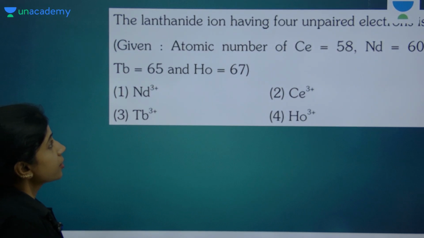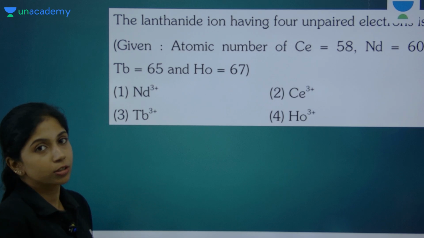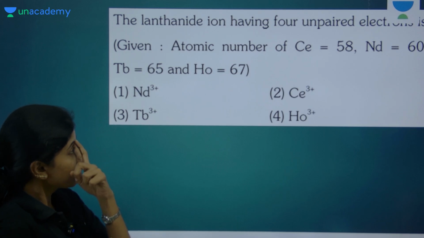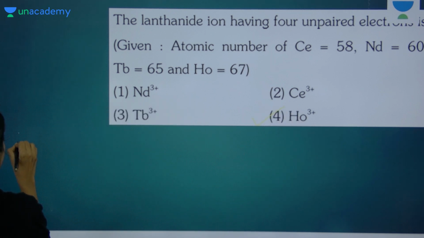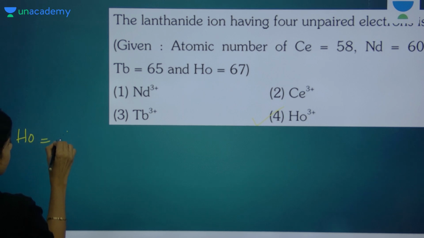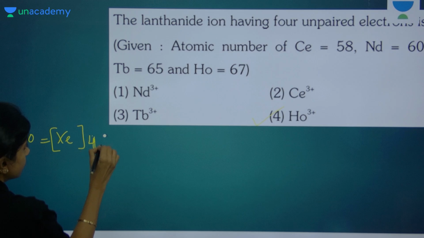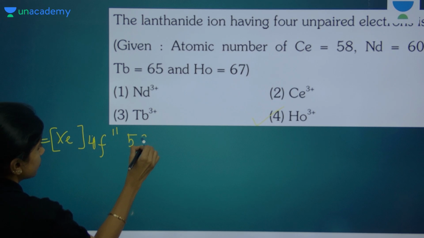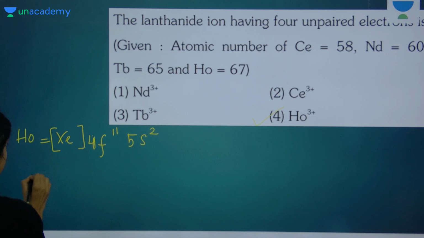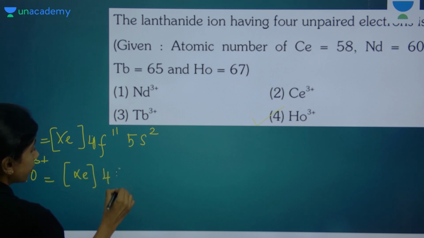Next, the lanthanide ion having 4 unpaired electrons. Here also they are asking about unpaired electrons. This question has come from the f block. Which lanthanide ion has 4 unpaired electrons? The answer is actually 4. We'll see why. For Ho, you can write the electronic configuration as 4f11, and Ho3+, with 3 electrons removed, we'll get 4f10.